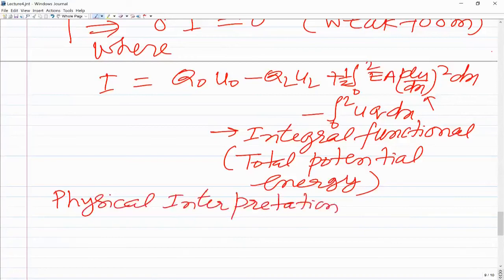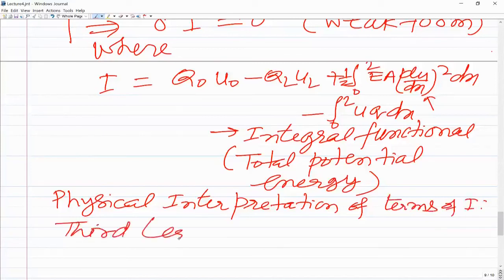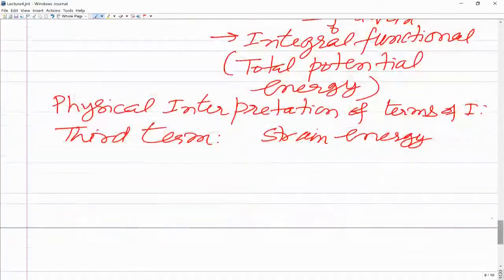Physical interpretation of terms of I, that is, the integral functional. So let us take first the third term. Now the third term is nothing but strain energy. Let me tell you how it is strain energy. I hope that you know this term, strain energy.